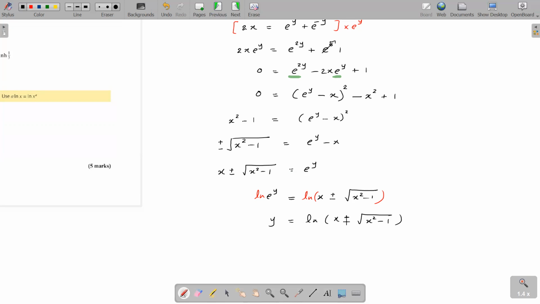All right, guys. So again, you can see we have two answers, two options here, plus or minus. So how do we go for the answer? Let's separate them. We have y equals natural log of x plus root x square minus 1, and the other answer, y equals natural log of x minus root x square minus 1. Now we need to inspect these values and see whether it's possible to go with both the answers, or are we only going to take one answer? So let's inspect inside.